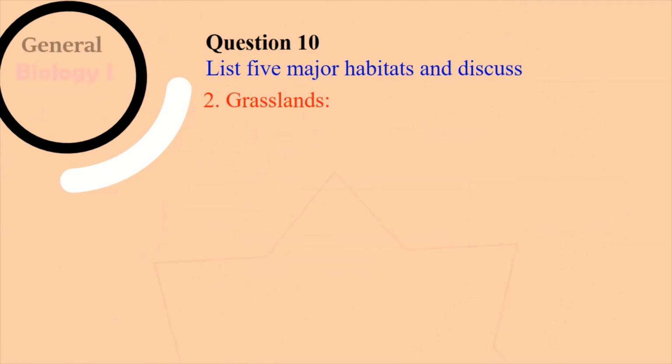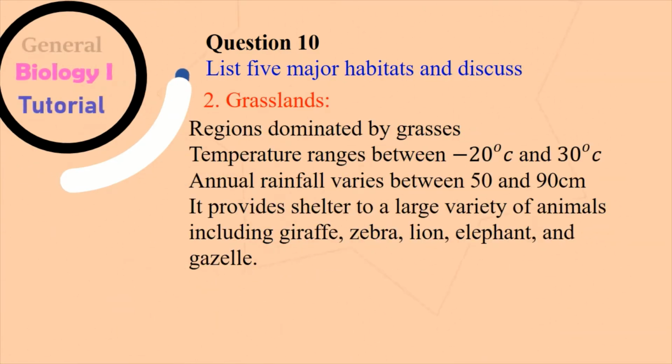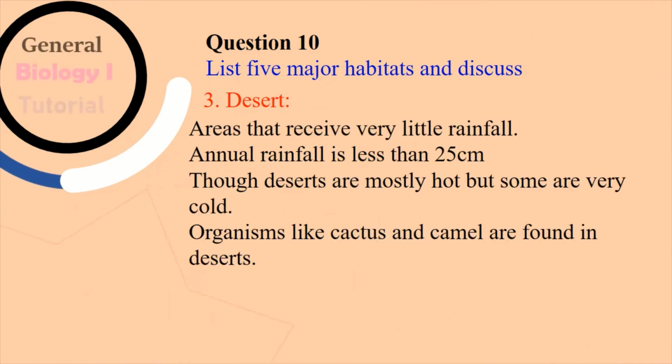2. Grasslands, regions dominated by grasses. Temperature ranges between -20 degrees Celsius and 30 degrees Celsius. Annual rainfall varies between 50 and 90 centimeters. It provides shelter to a large variety of animals including giraffe, zebra, lion, elephant, and gazelle. 3. Desert, areas that receive very little rainfall. Annual rainfall is less than 25 centimeters, though deserts are mostly hot, but some are very cold. Organisms like cactus and camel are found in deserts.